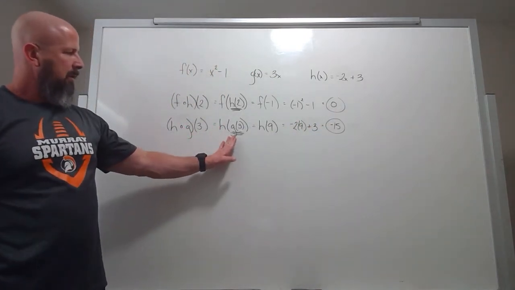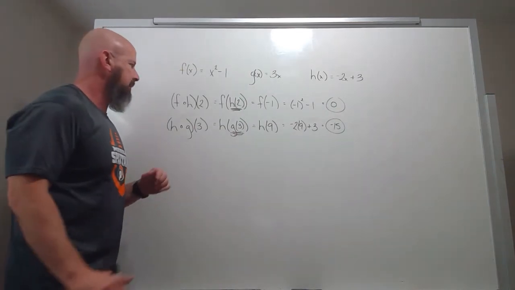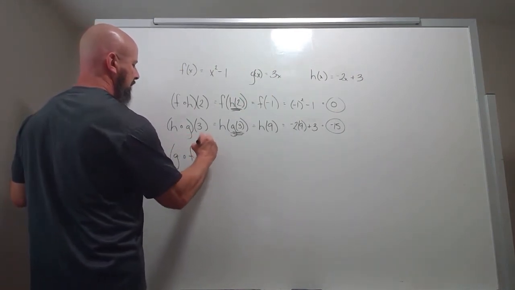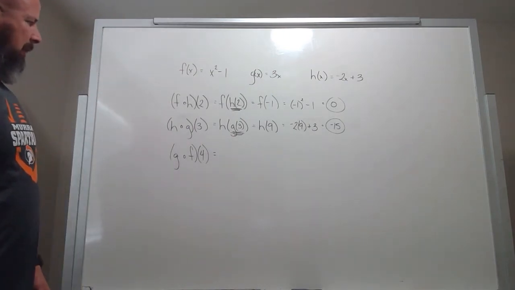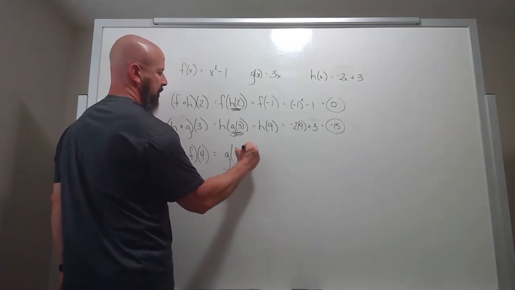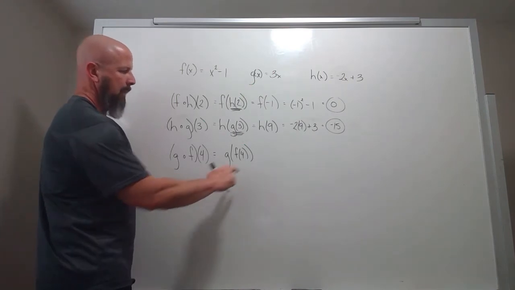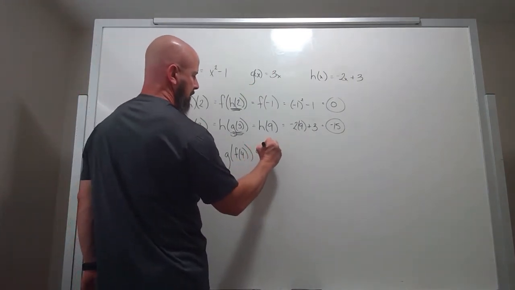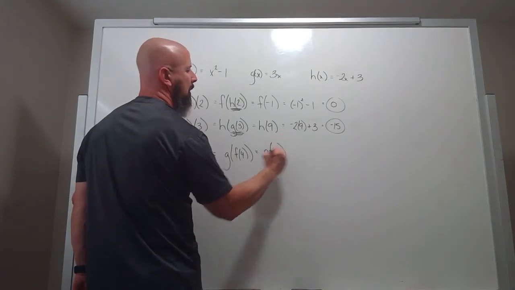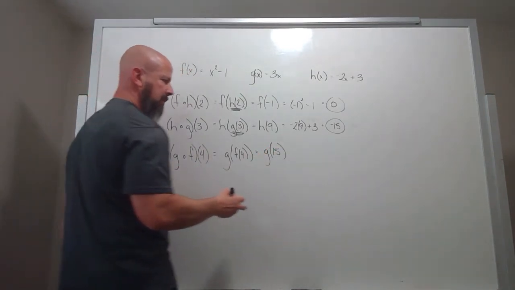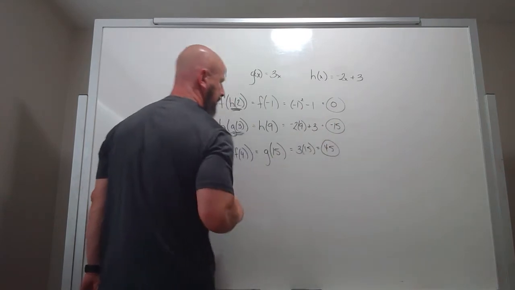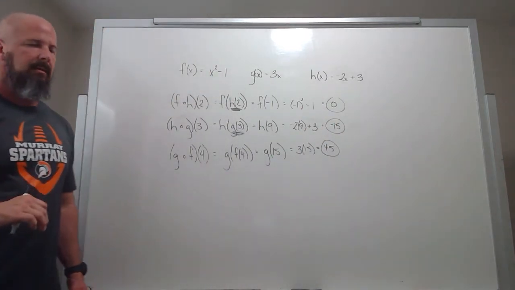We're going to rewrite it, then work inside out. Rewrite, work inside out. Let's go g composed of f of 4. So now f's on the inside. So we're going to have g of f of 4. Now we're going to find f of 4. So f of 4, 16 minus 1 is 15. And so now we're finding g of 15, which would be 3 times 15, which would be 45. Okay. So again, key is that rewrite, that piece.